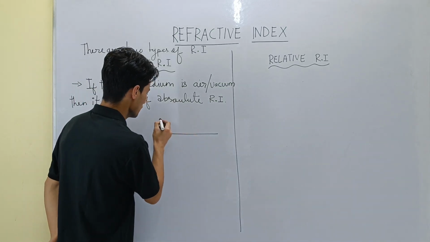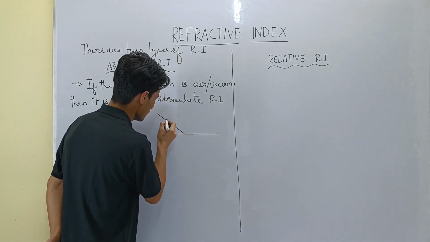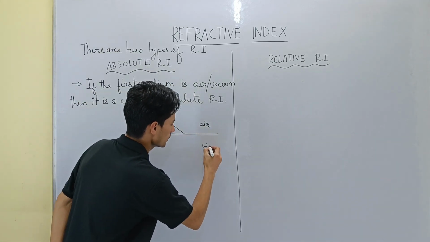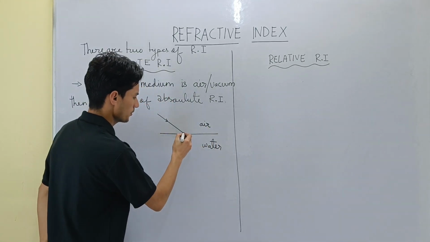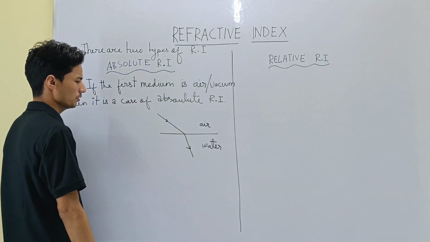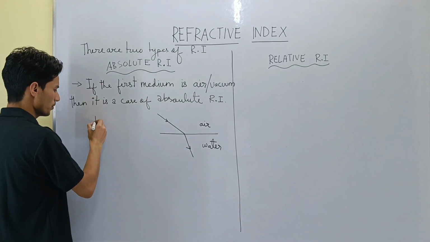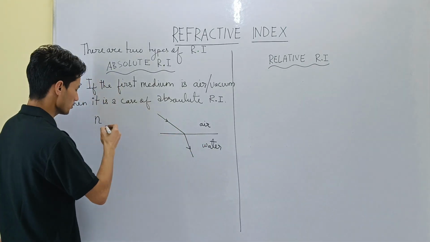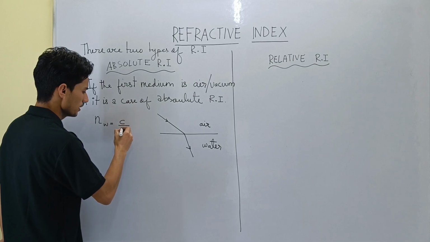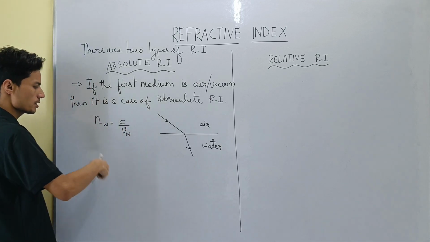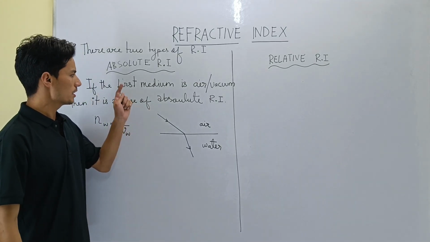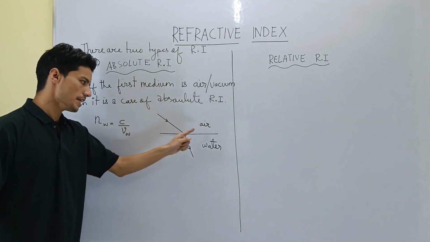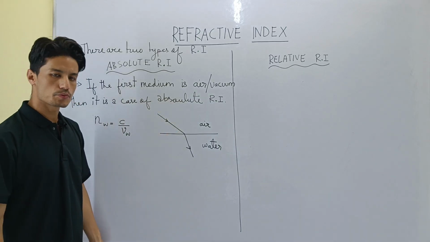Let me write another one. So light is entering like this, and this is air again. So the first medium is air and it's entering water. How do you find it? Refractive index is always found for the medium into which light is entering. So Nw is equal to C by Vw. So this is absolute refractive index. If the first medium is air or vacuum, then it is a case of absolute refractive index.